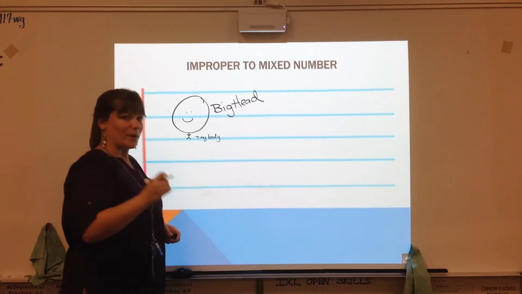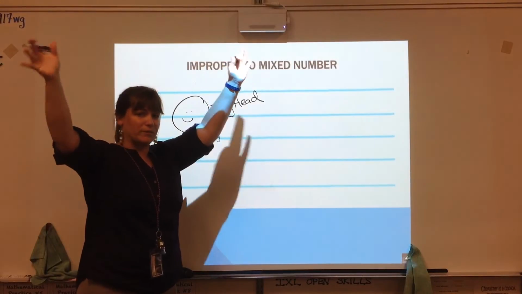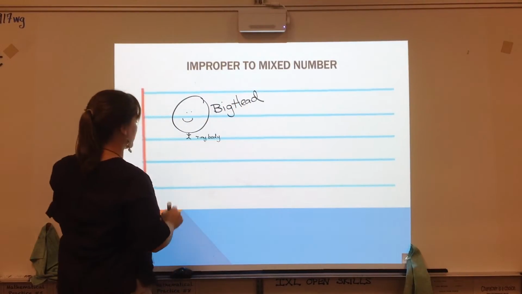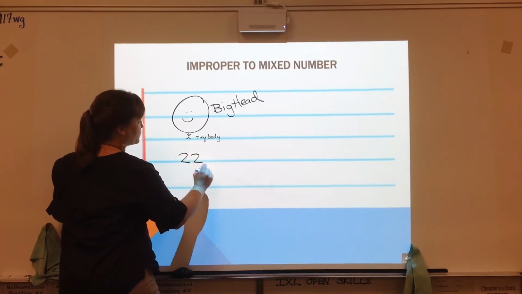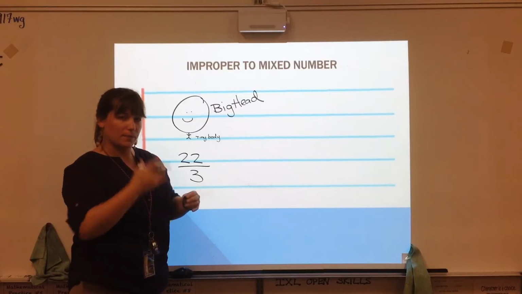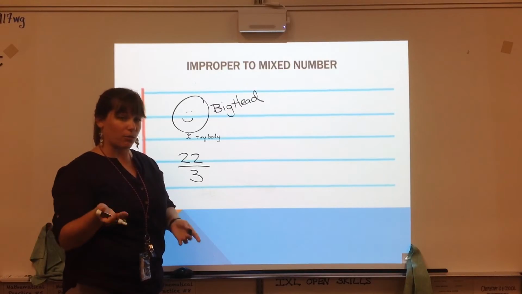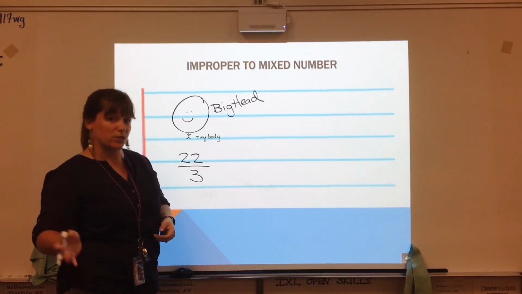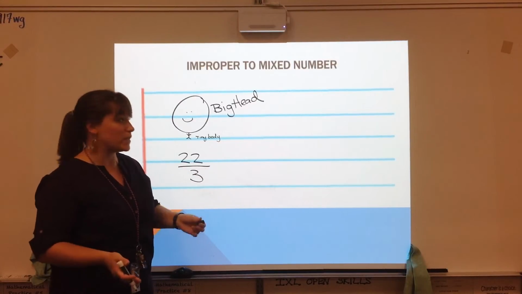Much the same with improper fractions. The numerator is bigger than the denominator. That's an easy way to remember. So the example is like 22/3. That means the pizza pie could be split up into 3 pieces, but we don't have 3 pieces, we have 22 pieces. So we have more than one whole pizza pie.